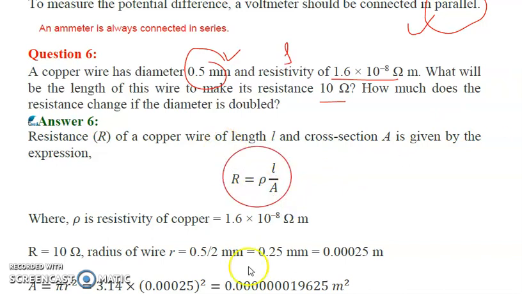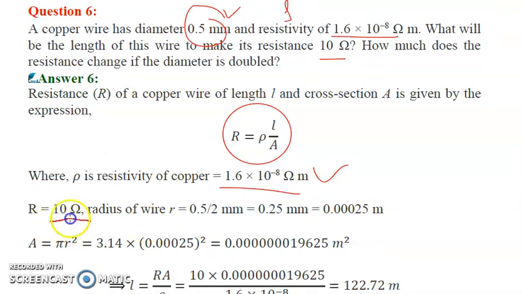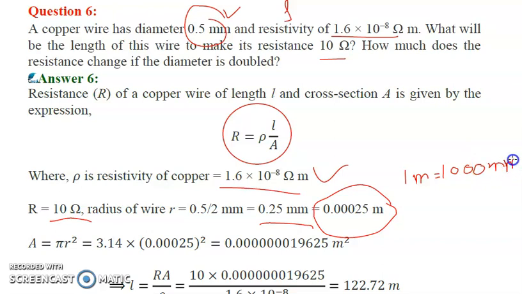Resistivity has been given to us as 1.6 into 10 raised to minus 8. We'll simply put the value. Resistance is also given to us, 10 ohm. Radius of the wire is 0.5 divided by 2, that is 0.25 mm, or this much in meters. You should always remember that 1 meter is equal to 1000 mm. So whenever we have to find the value in mm from meters, we multiply by 1000, but in this case mm has to be converted into meters, so we divide by 1000. After dividing we get this value 0.025.